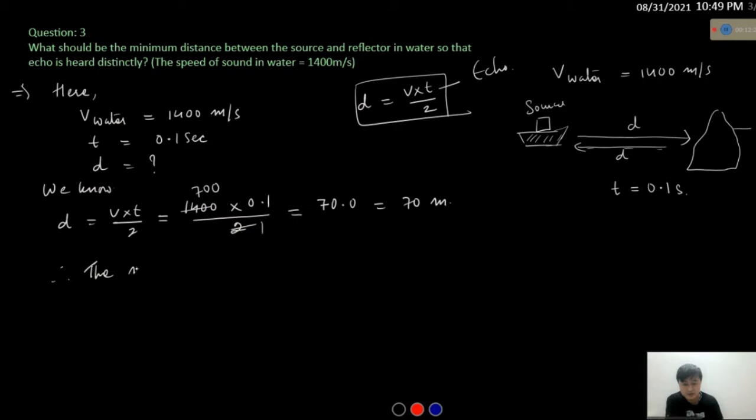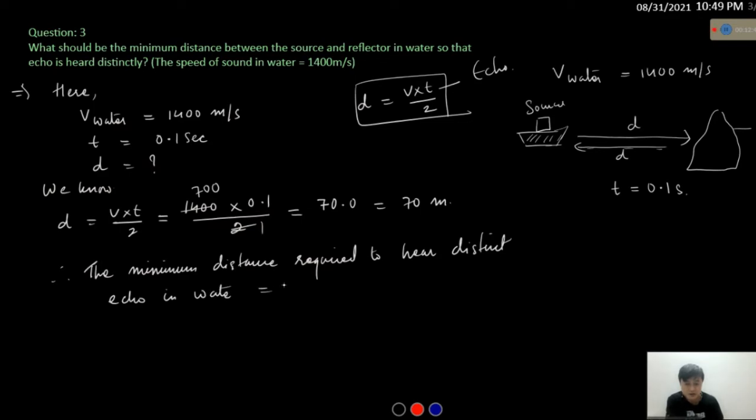Therefore, the minimum distance between the source and the reflector in water, the minimum distance required to hear a distinct echo in water, is equal to 70 meter.